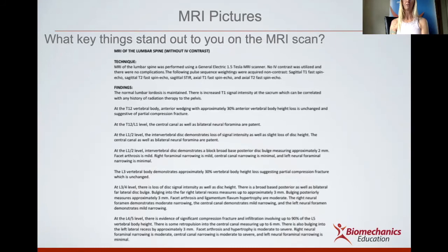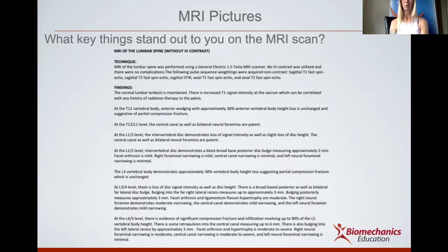At the L4-5 level, there is evidence of significant compression fracture and infiltration involving up to 90% of the L5 vertebral body height. Okay, we're really concerned now. These are really huge red flags. Previously we were like, oh, it's not looking good. We wouldn't necessarily say that to a client, but there is some retropulsion. Retropulsion, remember, is driving back into the central canal, measuring 6 millimeters. Now, 2 mil, I'm not so sure about that. 6 mil sounds like we would probably be avoiding working with this client already.